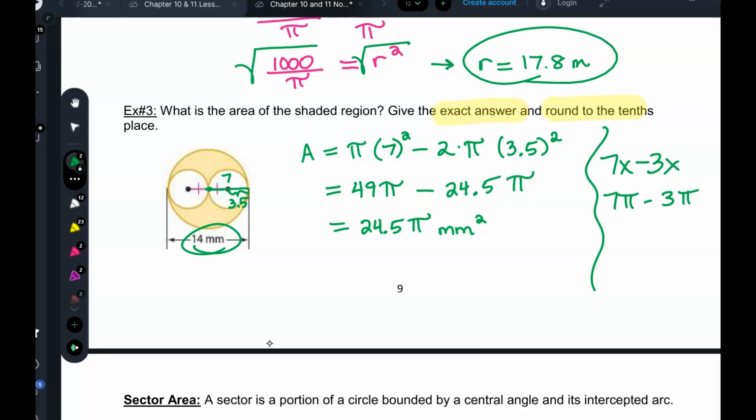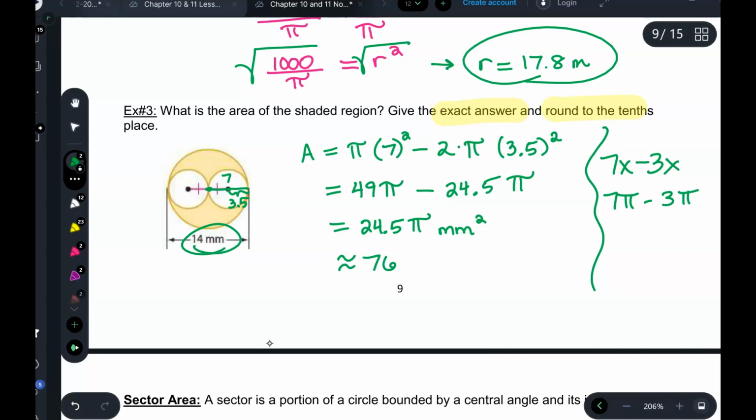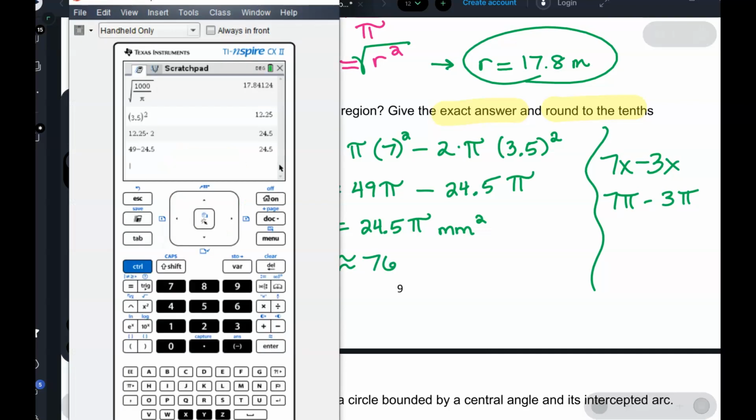Yes, it's the same thing. Okay, Amit, you said you had the approximate. What did you get? I thought you put it in your calculator. Yeah, I got 76.7, I got 77. So if we multiply that by pi, it comes out to that.